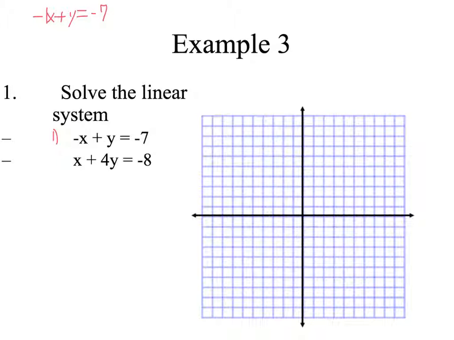I need to get the y by itself. So I'm going to add 1x to each side. And y equals 1x plus negative 7. I have an m value, or a slope, of 1 over 1. I have a y-intercept, or a b value, at 0, negative 7. So now over to the graph. 0, negative 7.